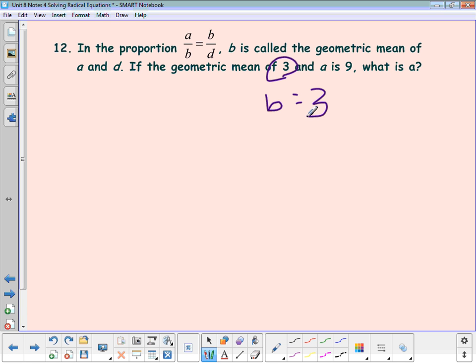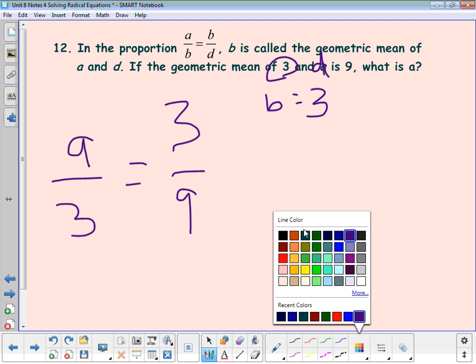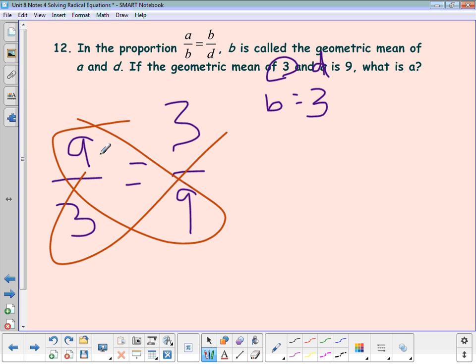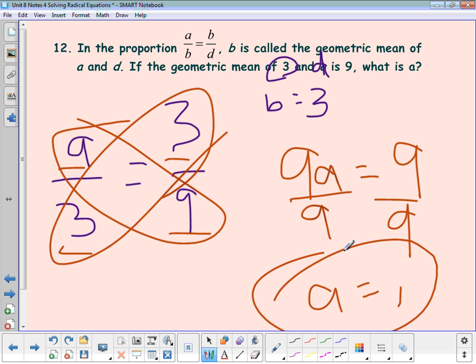Okay, so we're going to go ahead and plug that in. So we're going to get a, or sorry, our d. This should say d. D is 9. So a over 3 is equal to 3 over 9. And now we're going to solve that using cross multiplication. Cross multiply, cross multiply. So then I get that 9a, because I'm going to do 9 times a, is equal to 3 times 3, which is 9. So I'm just going to solve that for a, divide both sides by 9, and I get that a is equal to 1 for that geometric mean.